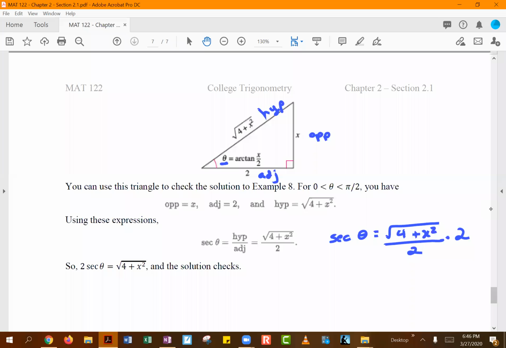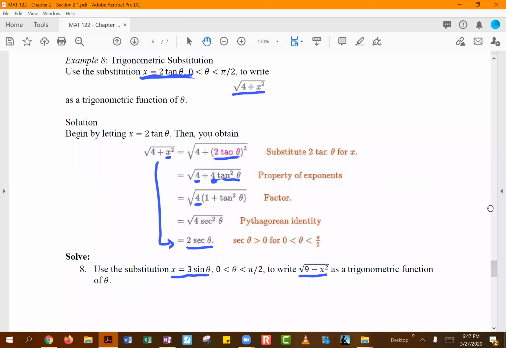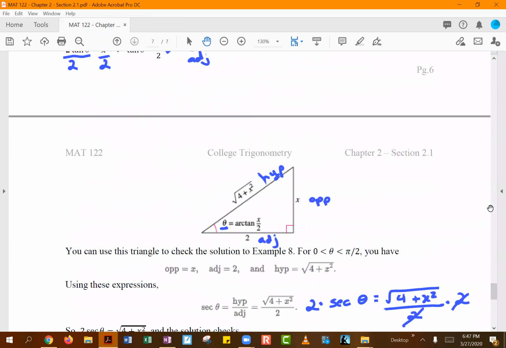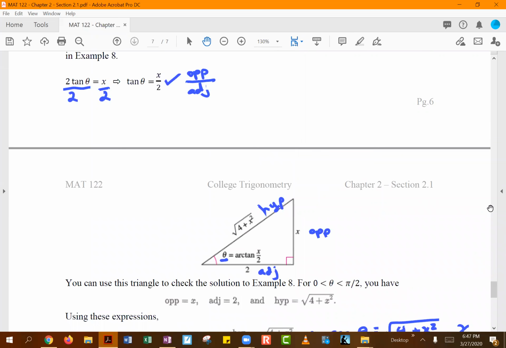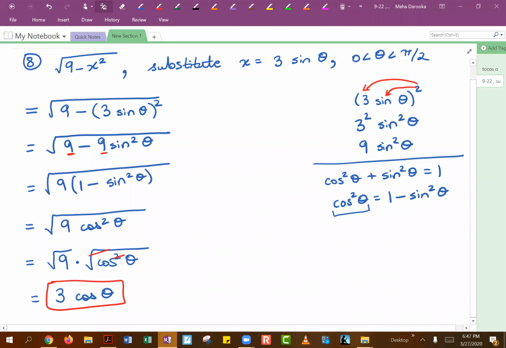If we multiply both sides by 2, these guys will cancel out. You get square root of 4 plus x squared here. And then of course you will have 2 times secant theta here. And that's the exact same thing that we got when we simplified example 8. So square root of 4 plus x squared equals 2 times secant theta. And we can actually do the same thing for our example 8. So let's go back to our example here.